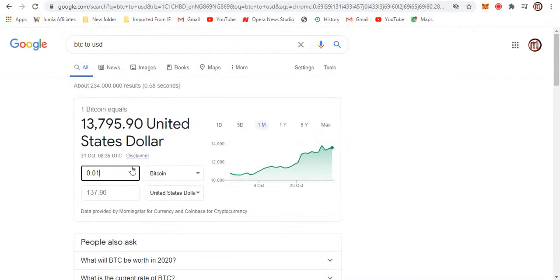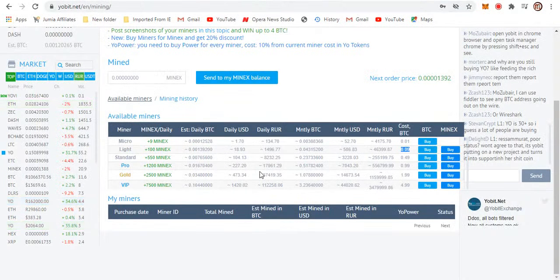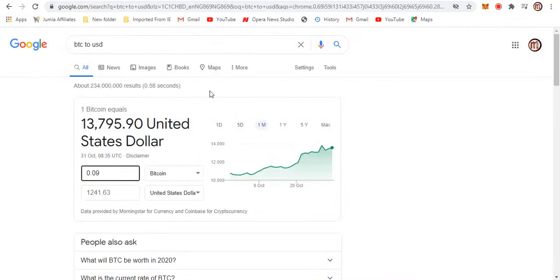0.09 BTC is going to give us 1241. Okay, 1241. This package as well is not profitable, the second package, because the monthly return is going to be this. Okay, now I understand. The first package, you are going to invest around 130 something into it, 0.01. Let's check that again, 137.